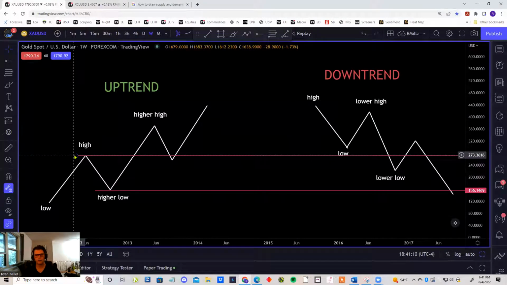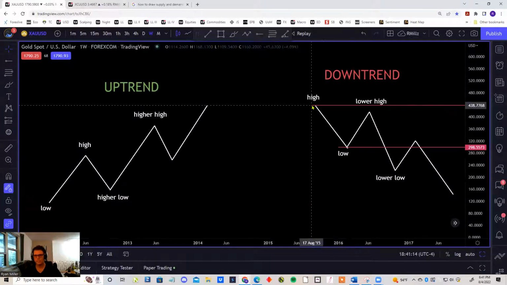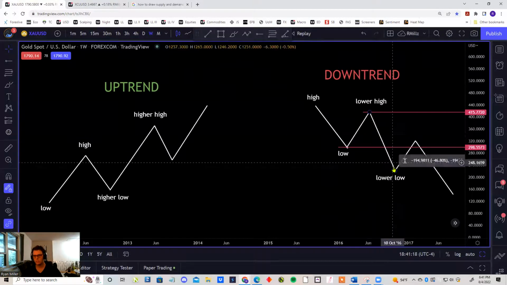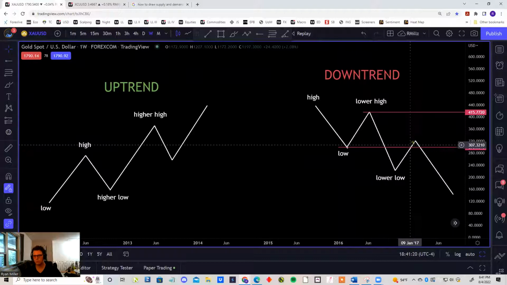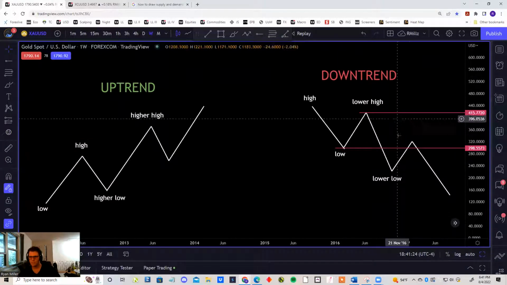Same on the downtrend. Okay, we get a high, a low, a lower high. We get this lower low because it breaks this low. We're looking for a pullback to the structure. It has to be within here.